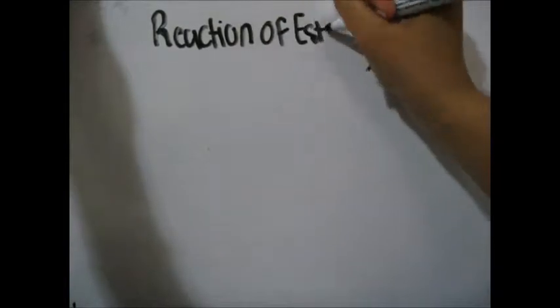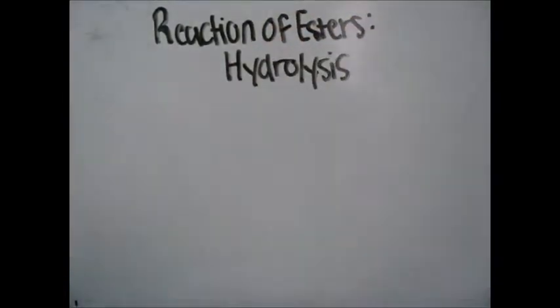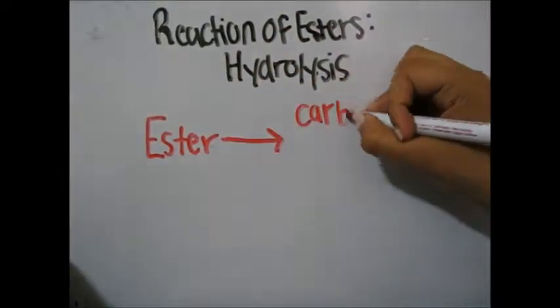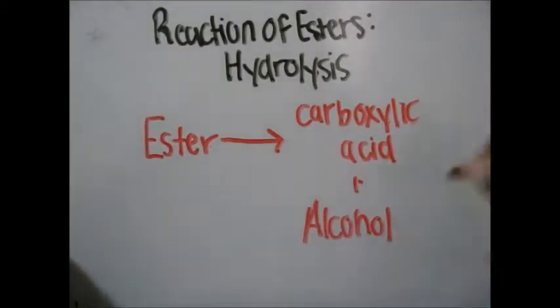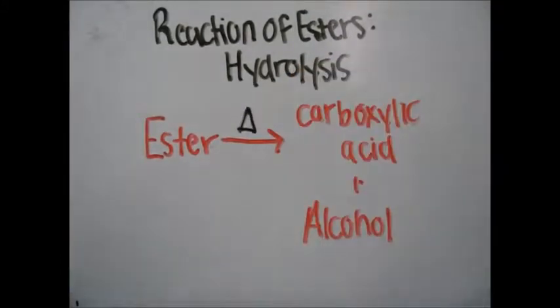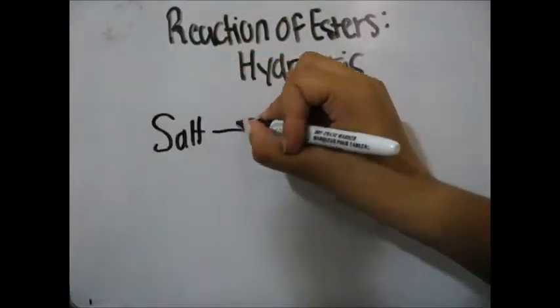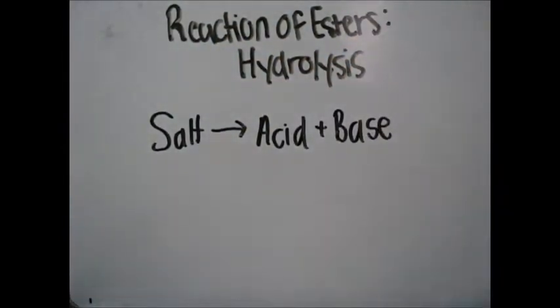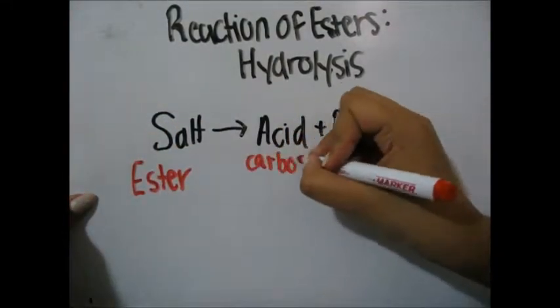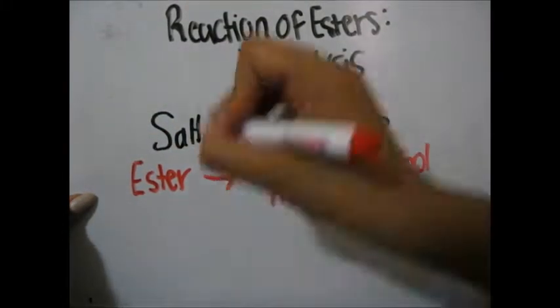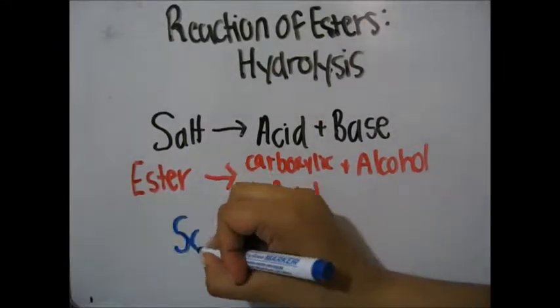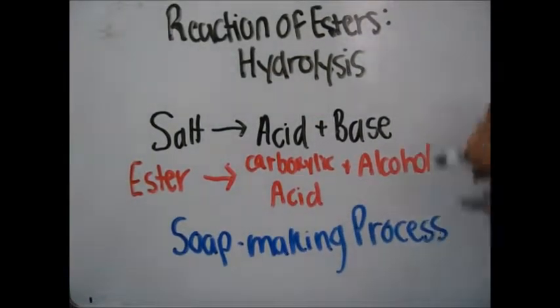When esters are treated with an organic acid or a base, the reversal of esterification occurs. This is when the ester is split into its acid and alcohol components. The reaction is hydrolysis. When esters are heated with a strong base like sodium hydroxide, a hydrolysis reaction occurs. The sodium salt of the acid that results is what we call soap. The soap making process is called saponification.